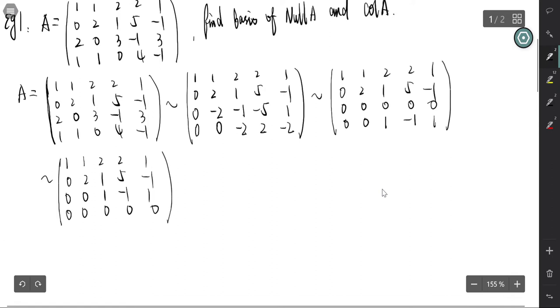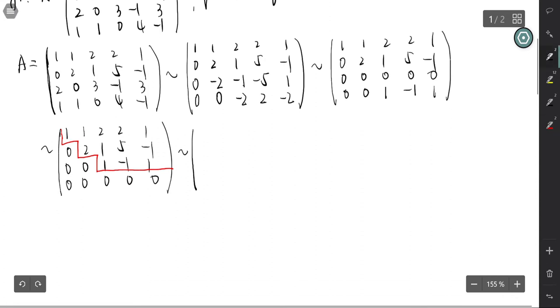This form is row echelon form, but it is not the reduced row echelon form. But now we can find the column space right now. What is the column space? Now we can write the column space as a span of vectors.